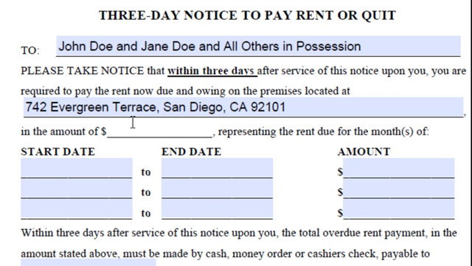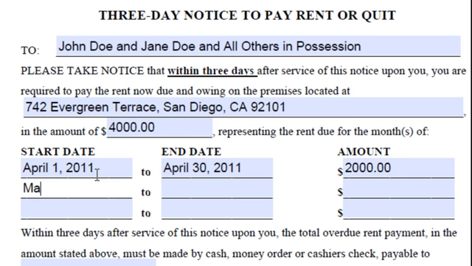Okay, now in this example, we're going to say the tenants are behind 2 months' rent at $2,000 a month, so the total they're behind is $4,000. We need to put in the periods that is for: April 1st, 2011 to April 30th, 2011, for $2,000 for that month. Then they also didn't pay May, so we need to put May in, May 31st, 2011, $2,000. So you can see we have the month of April, April 1st, 2011 to April 30th, 2011 for the amount of $2,000, and then the same thing with May.